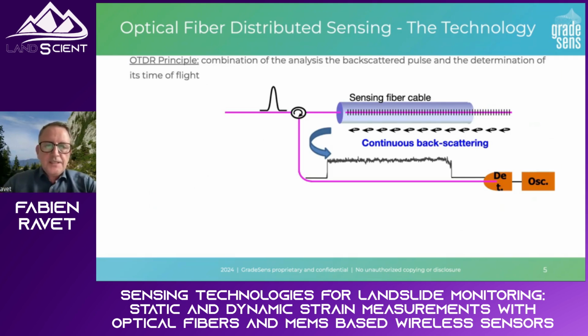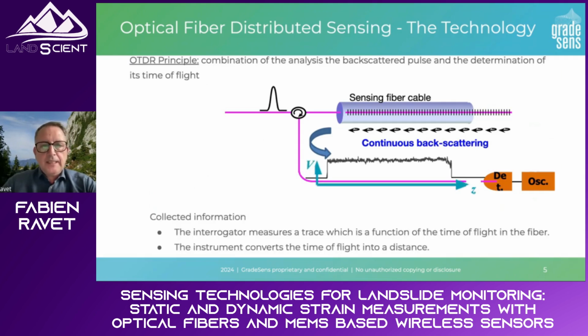So the signal is recorded by a detector, or an interrogator, that is measuring a trace, which is a function of time, the time of flight of the pulse in the fiber. And we can convert the time of flight of the propagation into distance, so that we can locate events. We can tell where things are happening.